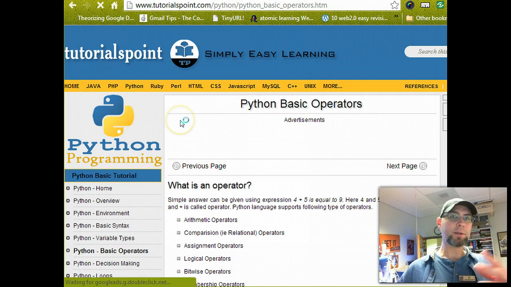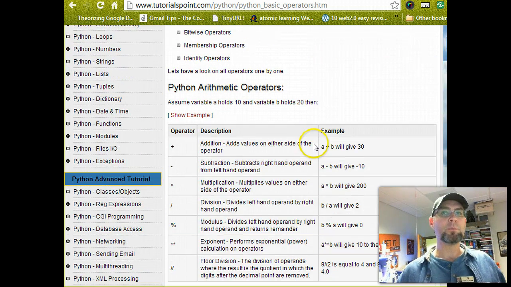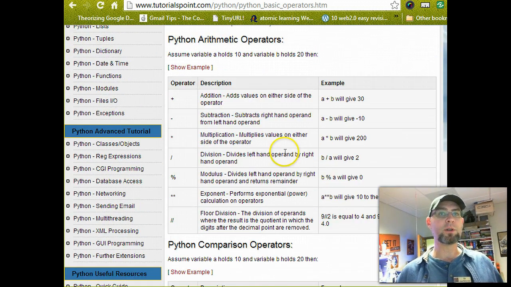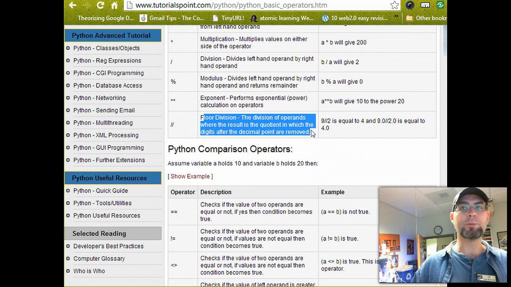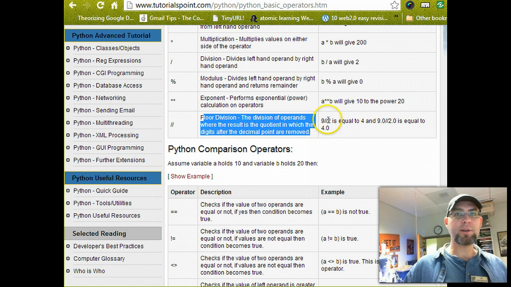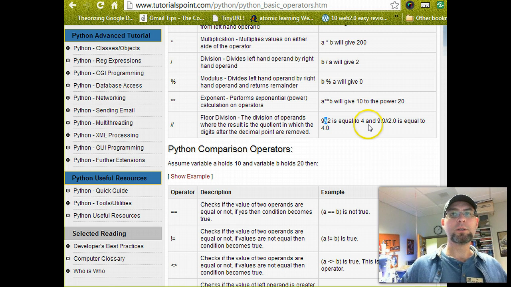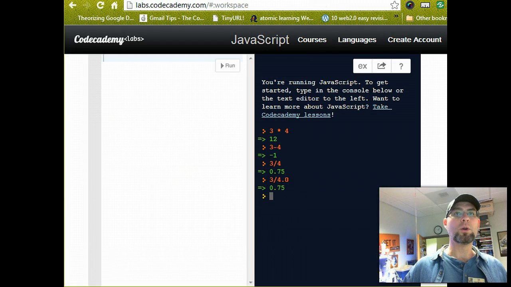And again, I don't expect you to go quite to this level of detail, but if you wanted to follow the tutorial and make sure we'd covered all the examples, here we go. Floor division, the division of operands where the result is the quotient in which the digits after the decimal point are removed. So 9 divided by 2 is equal to 4, and 9 divided 2 is equal to 4. So basically, it's tossing out the remainder, right? So that's fancy words for the result is the quotient in which the digits after the decimal point are removed, right? So basically, it's going to give us a whole number.